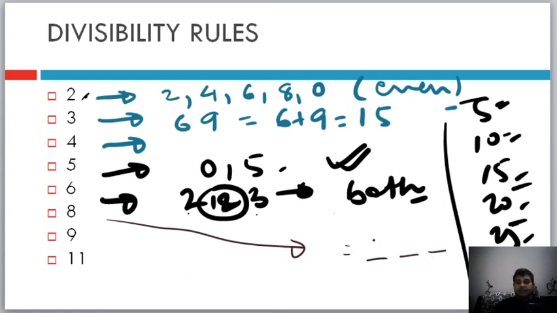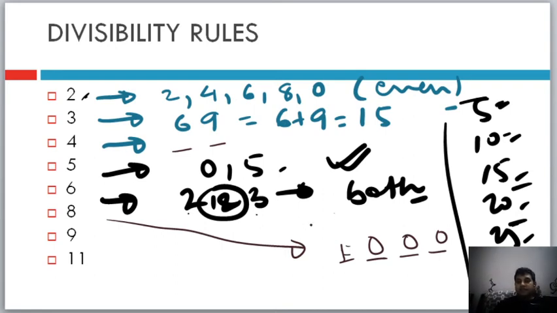Okay, if the last 3 digits are divisible by 8, or if the last 3 digits are 0, then the number will be divisible by 8. For 4 also, do the same: if the last 2 digits are divisible by 4 or the last 2 digits are 0, then the number is divisible by 4.